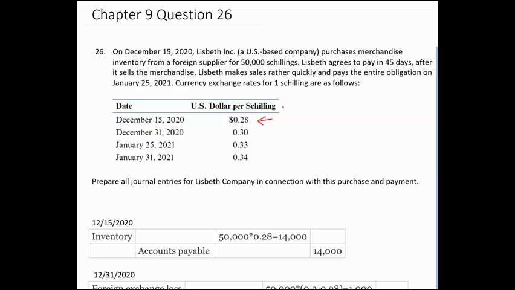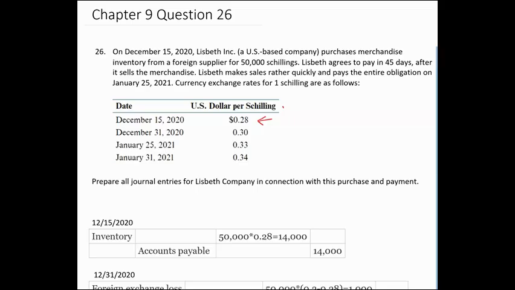On December 15th of 2020, when Lisbeth purchased inventory from the foreign supplier, because it is a US-based company, all the transactions need to be recorded on the books in US dollars. So the journal entry is to debit inventory and credit accounts payable.